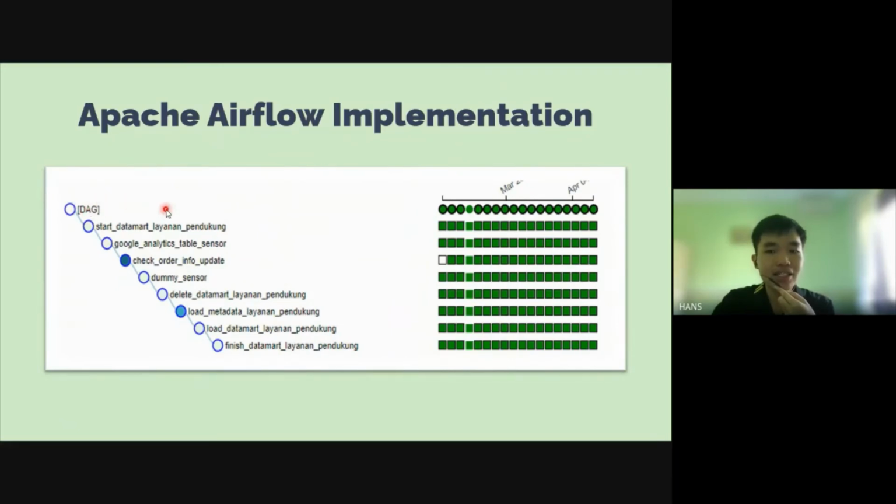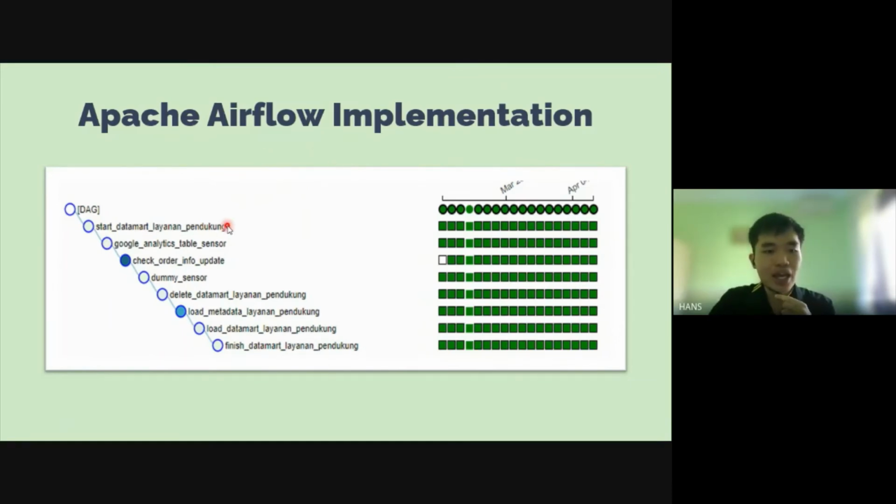The DAG here stands for directed acyclic graph. Acyclic here means that this kind of workflow does not have a cycle at all because it only has the start as the beginning as well as the finish as the closure for every DAG task. And here you can see this is just the simplest DAG task or Apache Airflow implementation at PTX.